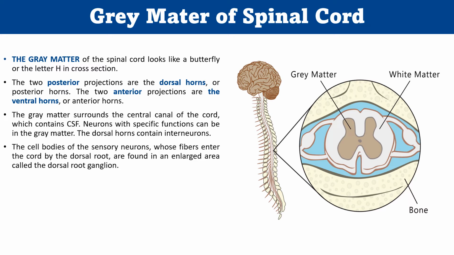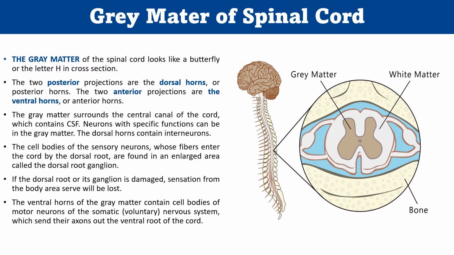The cell bodies of the sensory neurons whose fibers enter the cord by the dorsal root are found in an enlarged area called the dorsal root ganglion. If the dorsal root or its ganglion is damaged, sensation from the body area served will be lost. The ventral horns of the gray matter contain cell bodies of motor neurons of the somatic nervous system, which send their axons out of the ventral root of the cord. The dorsal and ventral roots fuse to form the spinal nerve.